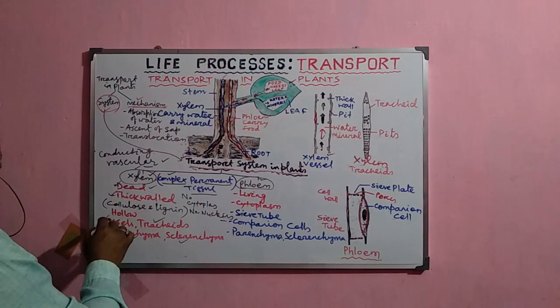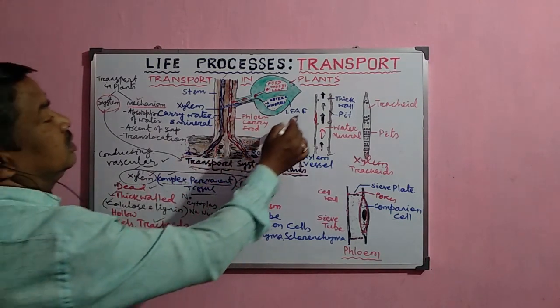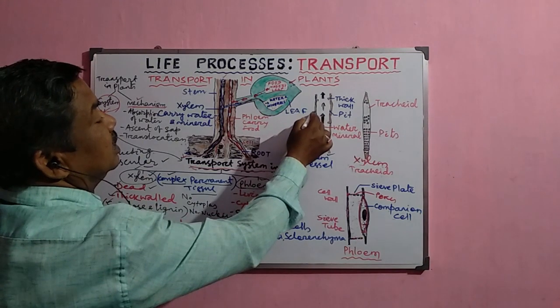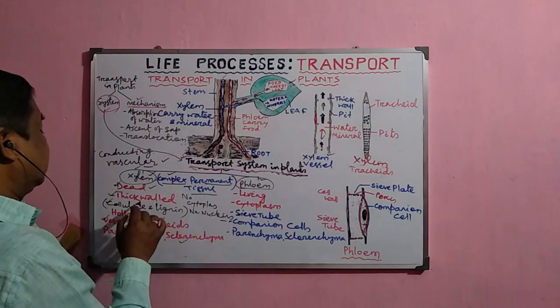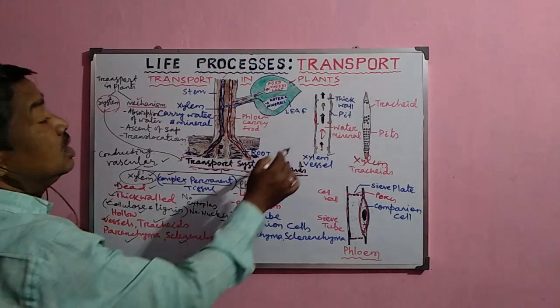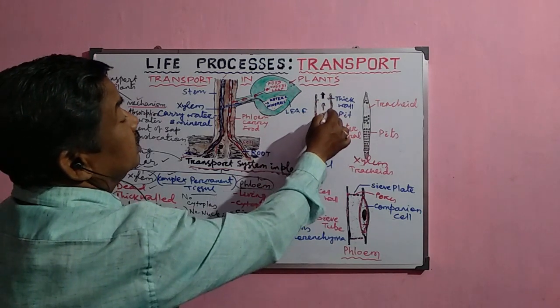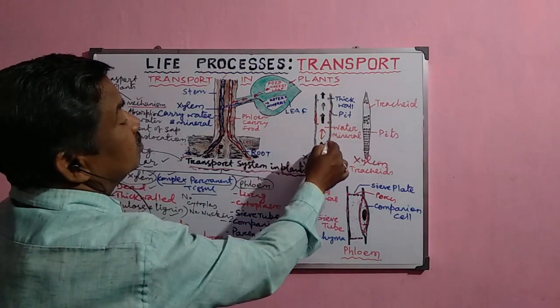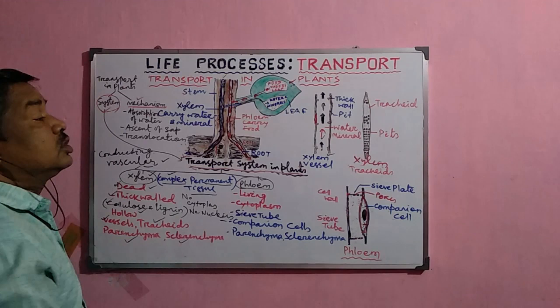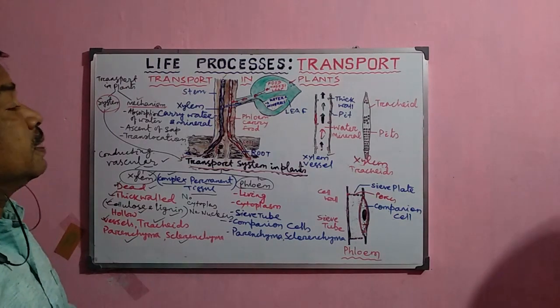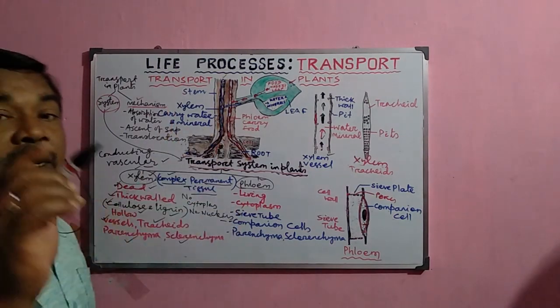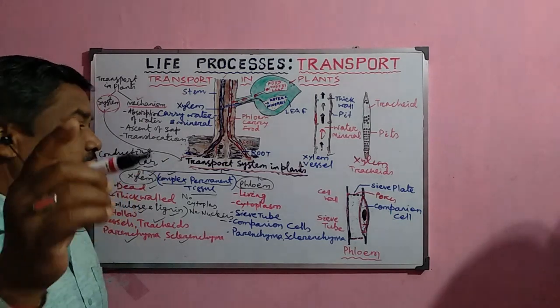Next, their cell walls are thickened because the cell wall contains mostly cellulose and lignin materials. This lignin and cellulose form a thick wall, and this thick wall of the xylem also provides mechanical support to the plant.